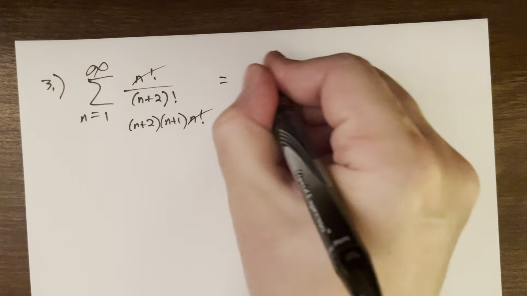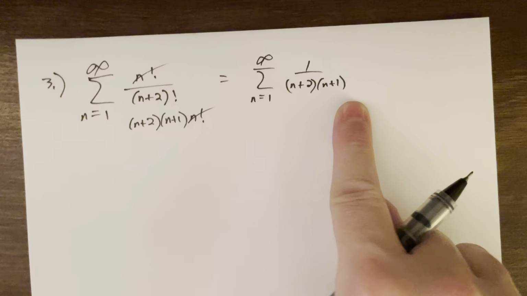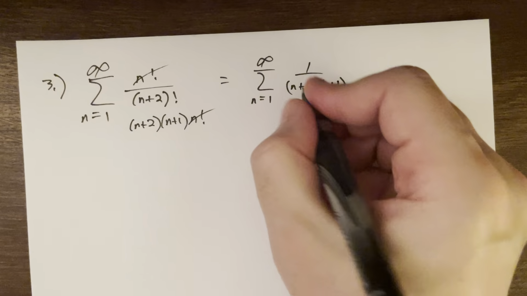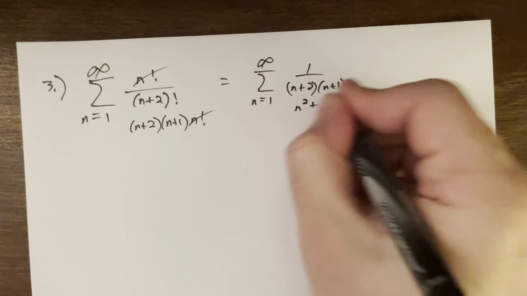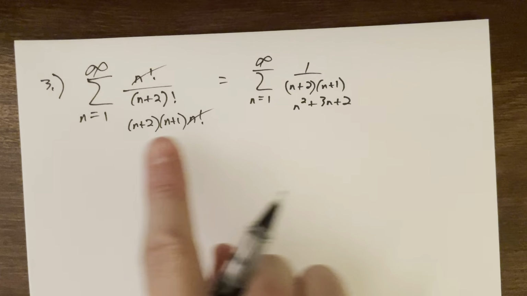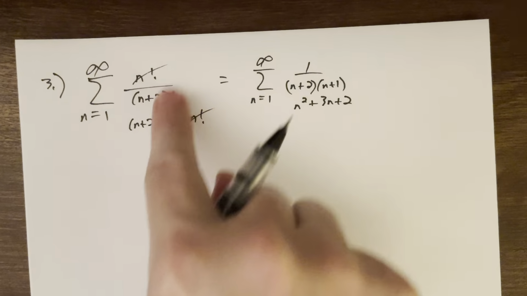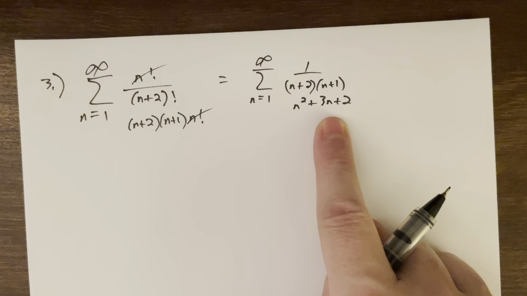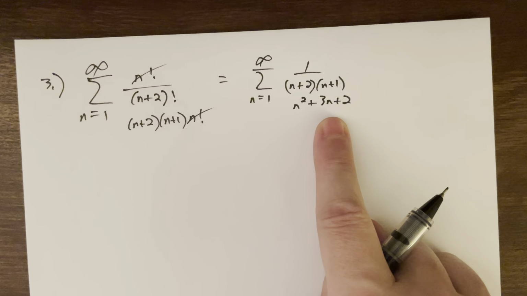This is what we'd have. And again, if you want to clean that up a little bit, that'll be n squared plus 3n plus 2. And this is not a ratio test situation. Again, I'll come back and show you if you just jumped right in because you saw the factorials. But after this cleanup, now we should see this is not a ratio test. This is a comparison test.